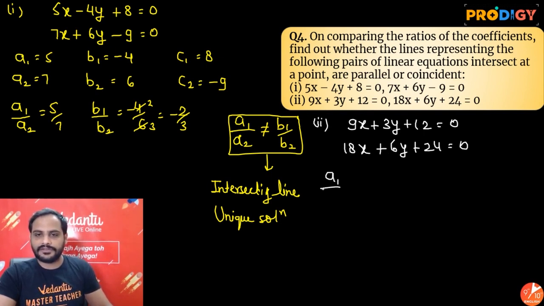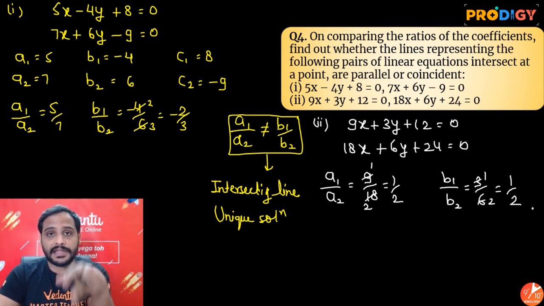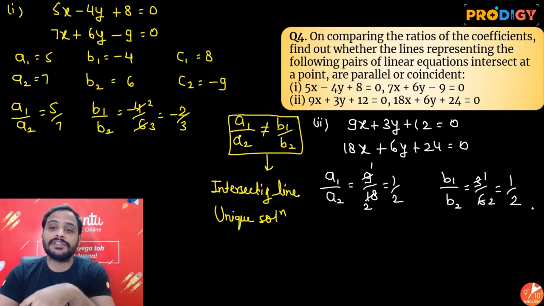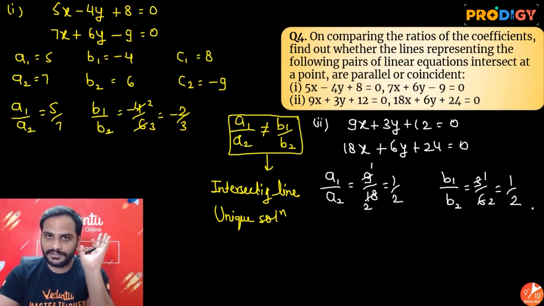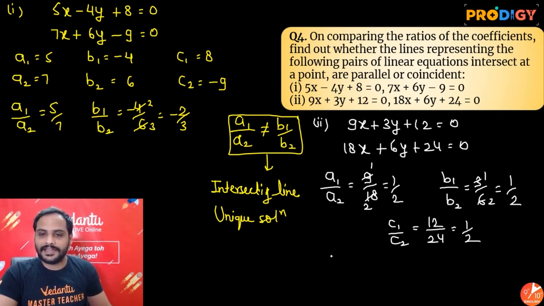Let's find out the value of a1 by a2. a1 by a2 is 9 by 18, 9 ones are 9, 9 twos are 18, always simplify, 1 by 2. Let's see what is b1 by b2. So b1 by b2 is 3 by 6, which is again 1 by 2. So beta, now since I have got a1 by a2 equal to b1 by b2, now I will go for c1 by c2. So c1 by c2 is 12 upon 24, which is again 1 by 2. So I can say, sir, a1 by a2 is equal to b1 by b2 is equal to c1 by c2.